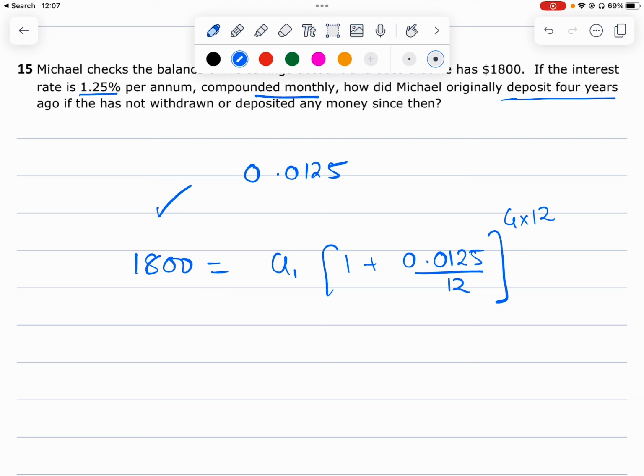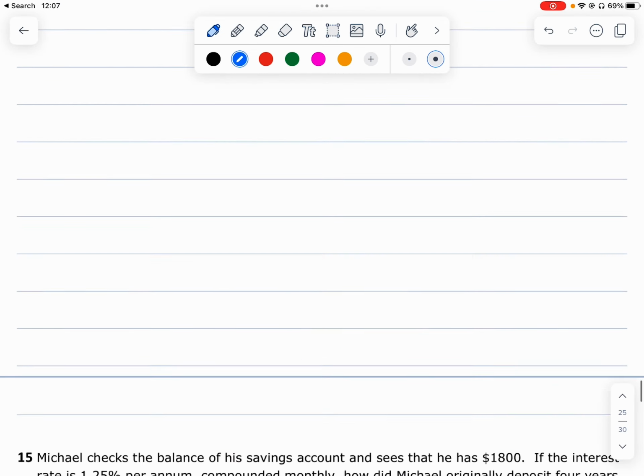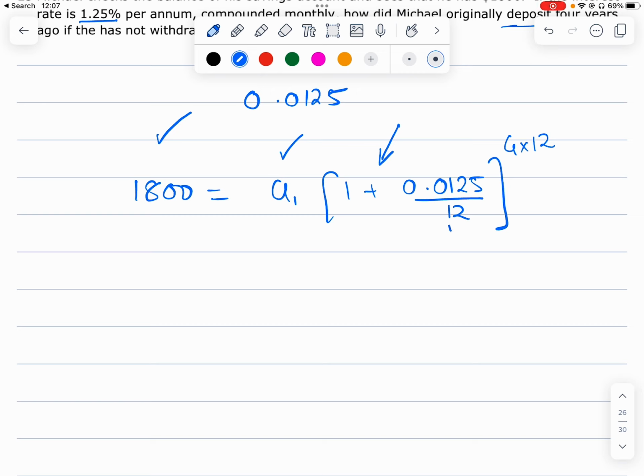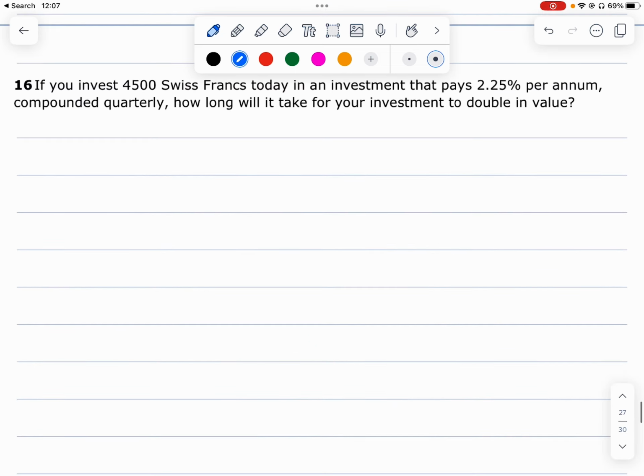Because he has ended up with 1,800. How much he started with, we don't know. And it is interest being added, 1 plus. Last time it was depreciation, therefore 1 minus. This time interest is being added, 1 plus, per month divided by 12, and 4 years, 12 months. So u1 will become 1,800 divided by 1.0125 to the power of 4 times 12, which becomes $1,712.26.